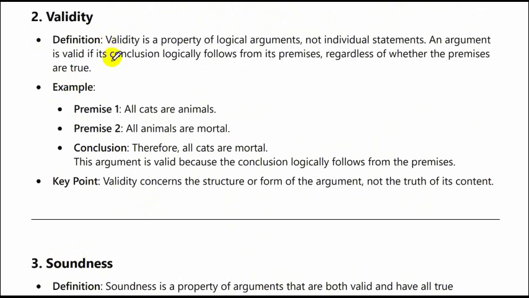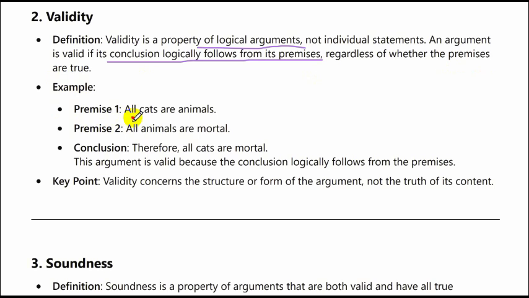Validity. Validity is a property of a logical argument. As I said earlier, whether it's valid or invalid is a property of a logical argument, whereas true or false is a property of a proposition, not of arguments. An argument is valid if its conclusion logically follows from its premises, regardless of whether the premises are true or false.